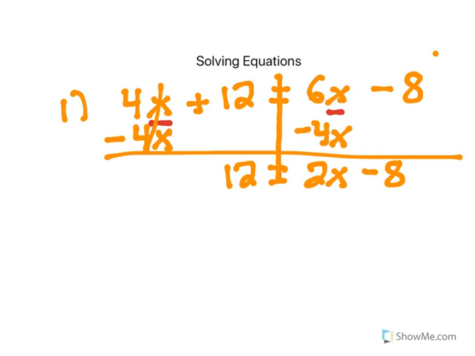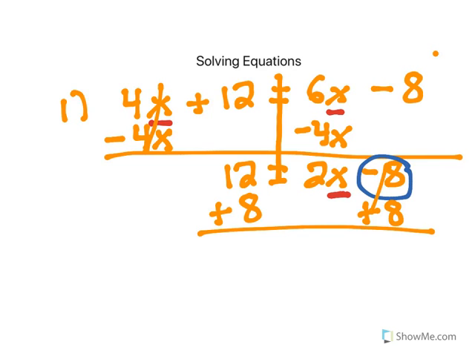All right, now to continue on. Again, always remember where your variable is. Here's my variable. My goal is to get this variable in the end so it's by itself. So I should read x equals something, whatever that is. So when I look, I've got a negative 8 that's over here on the same side as my x. I want to get rid of that. So to get rid of a negative 8, what I'm going to do is I'm going to add 8 to both sides. When I do that, those go away. So on this side, I'm left with 20 equals 2x.